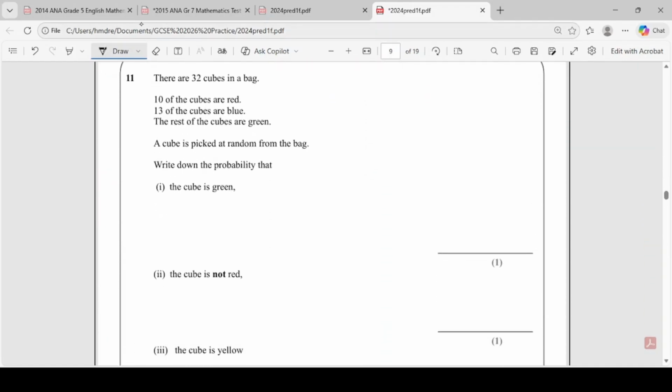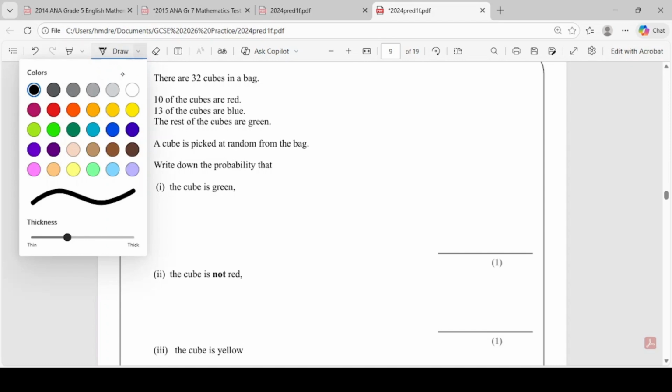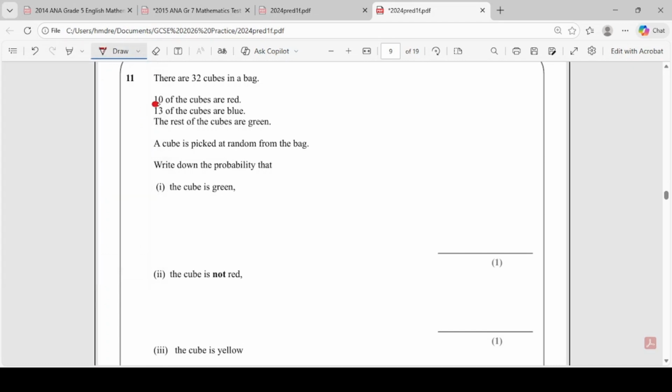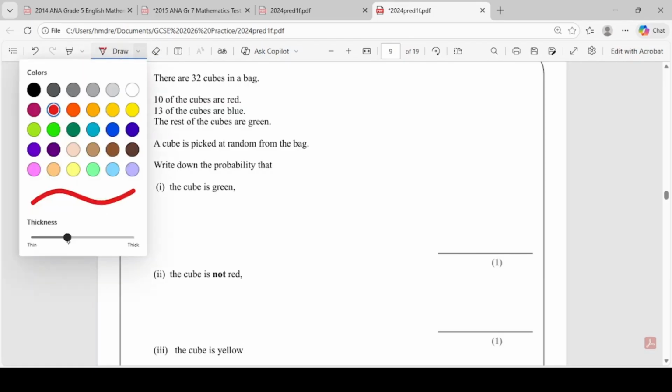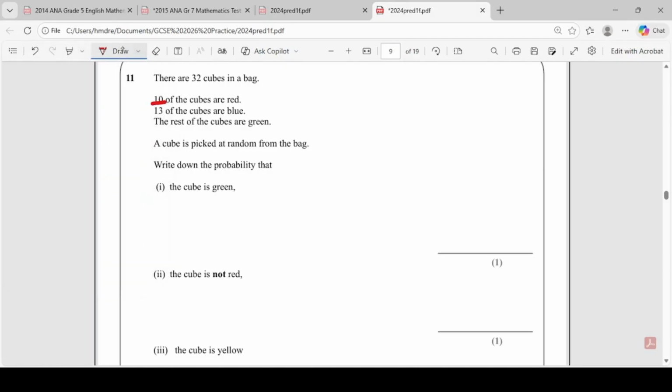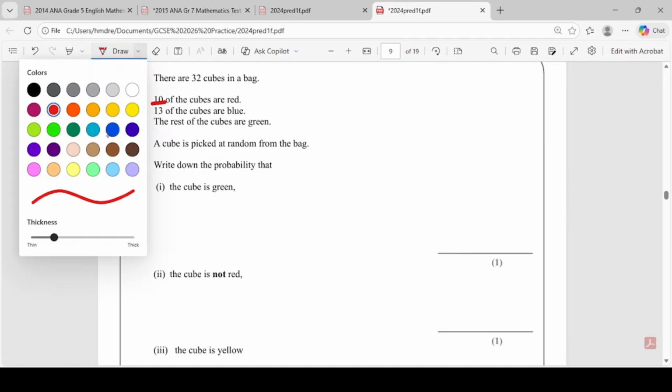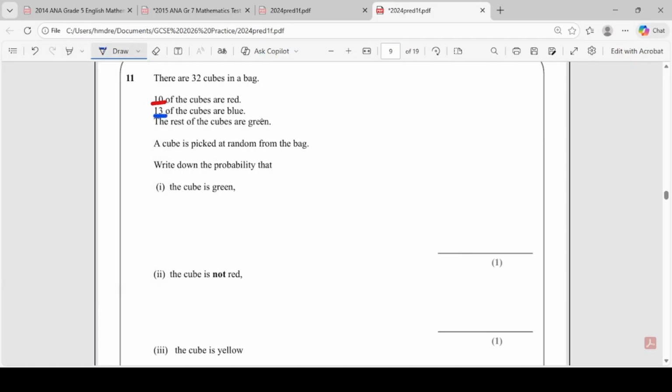There are 32 cubes in a bag. 10 of the cubes are red. Let's just make that slightly smaller. 13 of the cubes are blue, and then the rest of the cubes are green. So this would be my first step, before I see what they're asking, let's just work out how many green ones there are.